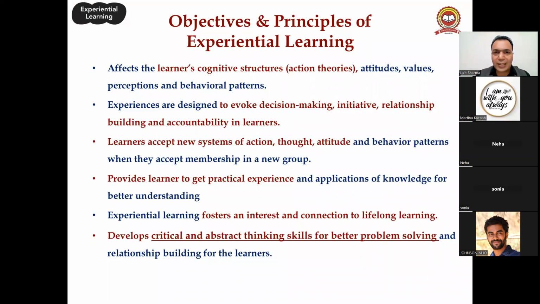Okay, the objectives and principles: it develops the critical and abstract thinking skills for better problem solving and relationship building for the learner. Okay, teach in that way so that there should be a development in the critical skill, there should be a development in the reasoning skill, there should be a development in the abstract thinking skills of the learner, right, through experiential learning.